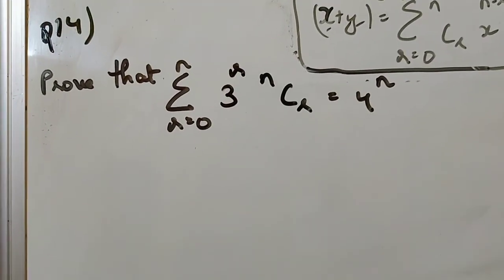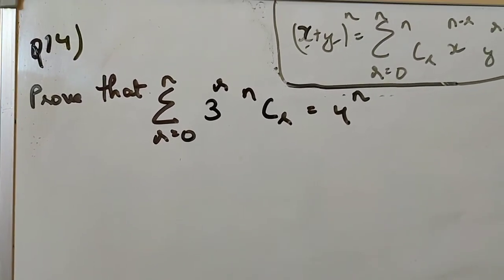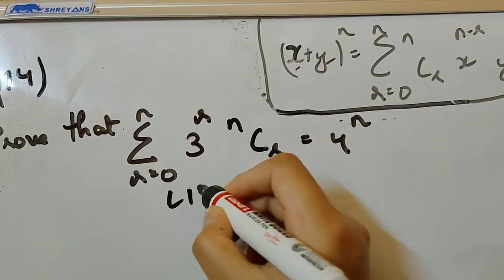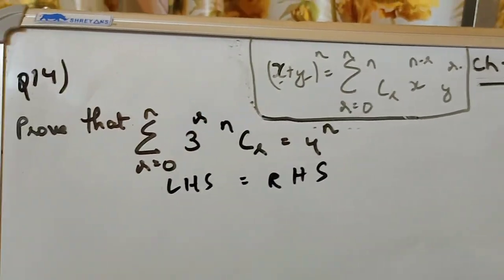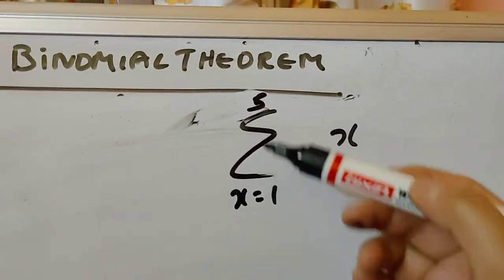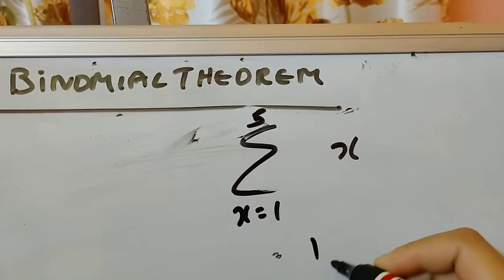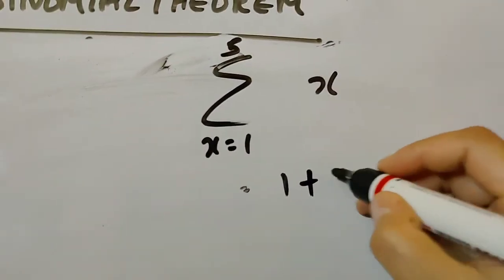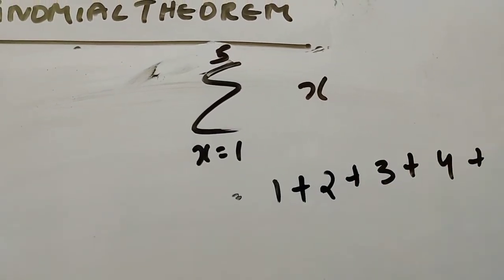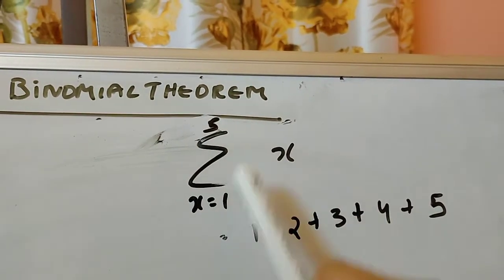Now question number 14. Prove that the summation of r equal to 0 to n, 3 to the power r into nCr, is equal to 4^n. That means we have to prove that this left hand side is equal to my right hand side. Now this summation, if it's given like this, summation x equal to 1 to 5, that means my x value will start from 1 plus 2 plus 3 plus 4 plus 5. This is the meaning of summation. Then x value starts from 1 to 5.